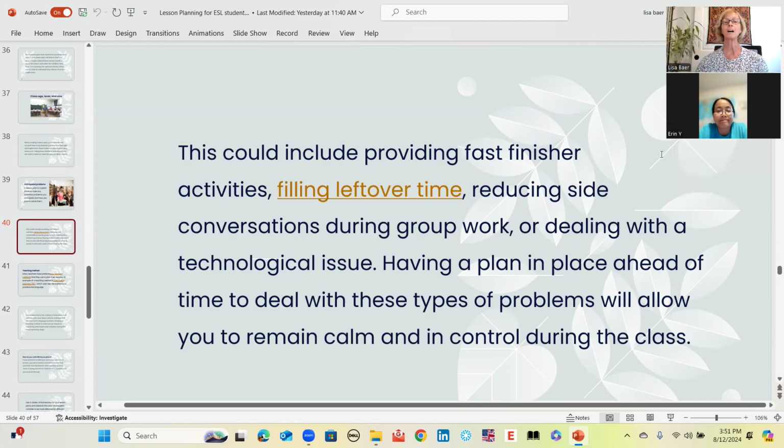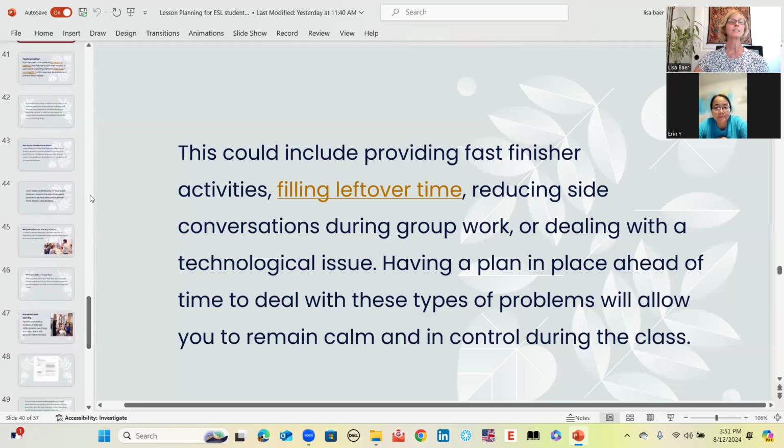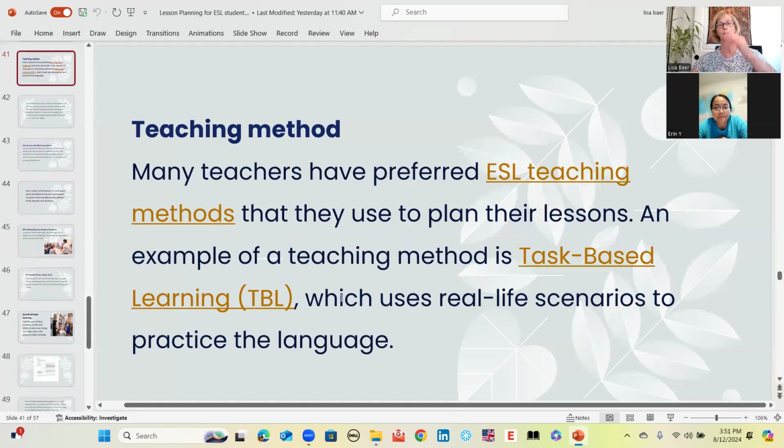Reducing side conversations during group work, of course, or dealing with a technological issue, having a plan in place ahead of time to deal with these types of problems will allow you to remain calm and in control during the class. So timing is something that is really important in classroom management, for sure.